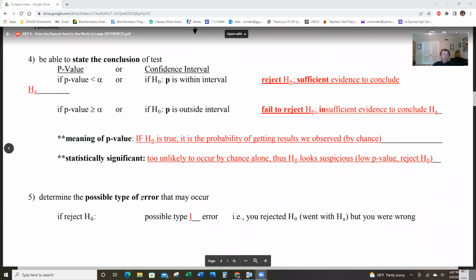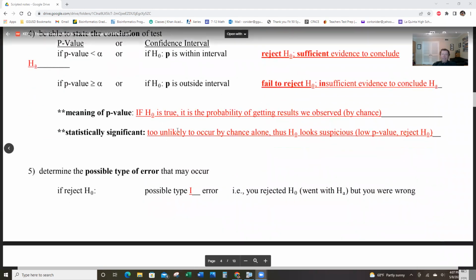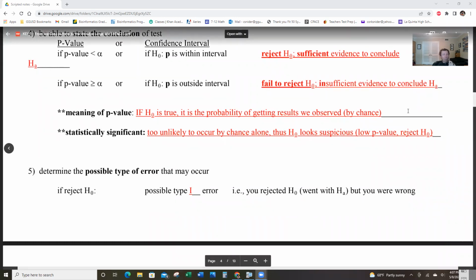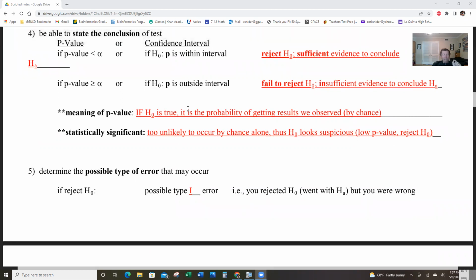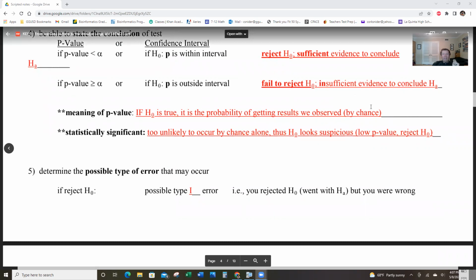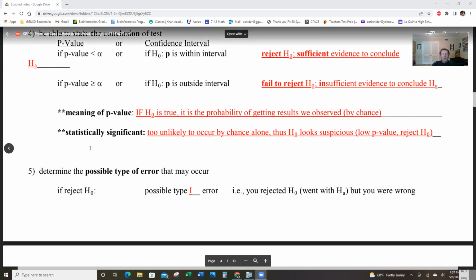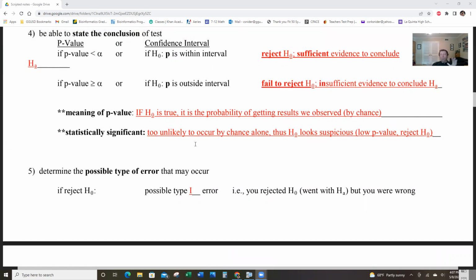But the meaning of p-value: the p-value is the probability of something happening by chance alone. Basically, the p-value is the probability that something happens by chance alone. And if it's super low, then you realize chance probably isn't the reason, it's something else. That's the concept behind it. And the phrase statistically significant means it's too unlikely to happen by chance. Thus, we're going to reject H0 because we have statistically significant evidence, okay?